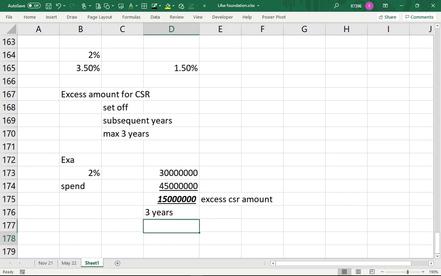So what I'm trying to say is, if next year your liability is, suppose, 3 crores, this is the next year CSR liability, then you need to spend only 1.5 crores. Why? Because this 1.5 crores can be set off against these 3 crores.